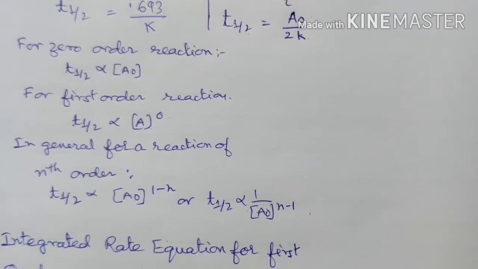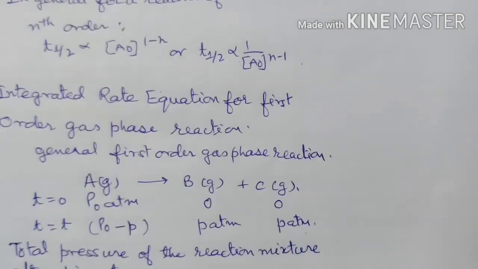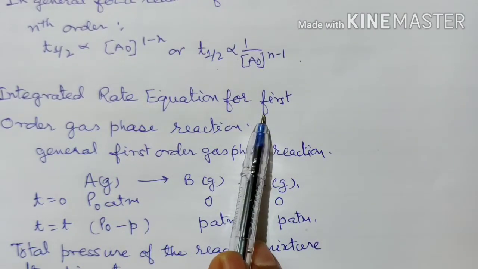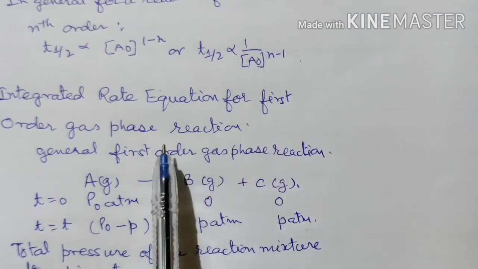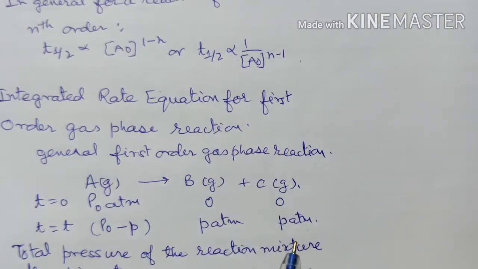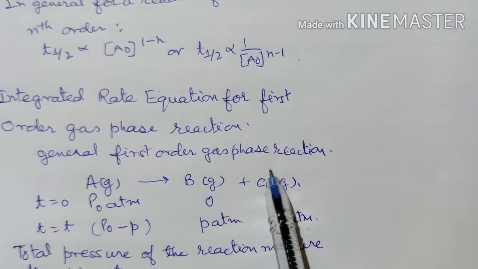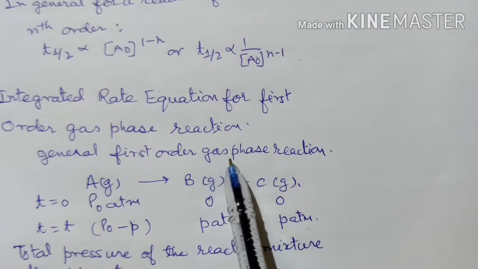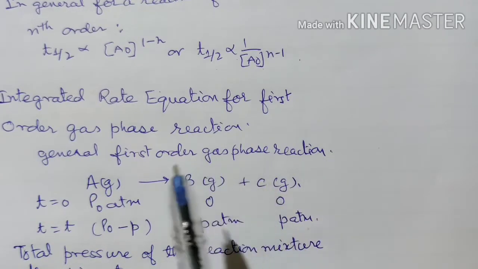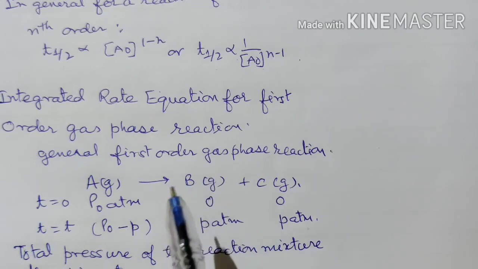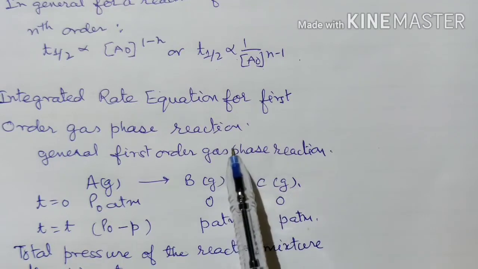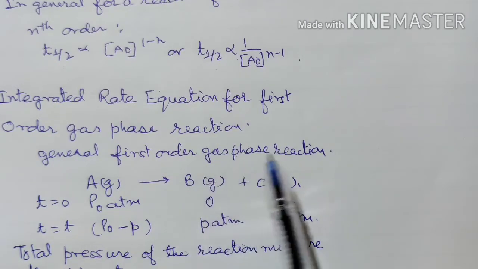Now the integrated rate law for the first order reaction in the gas phase. We will study when the reactants are present in the gas phase and the products are also present in the gas phase. So there is a change in the pressure, because the concentration of a gas is directly proportional to its pressure. So when gases are present in the reactant as well as in the product, instead of the concentration we write the pressure.